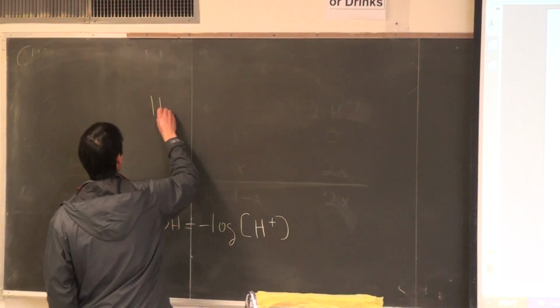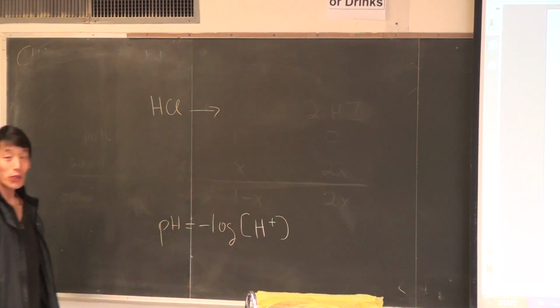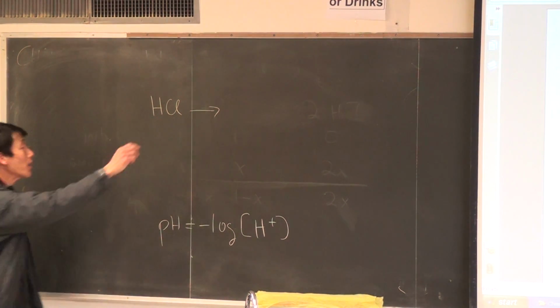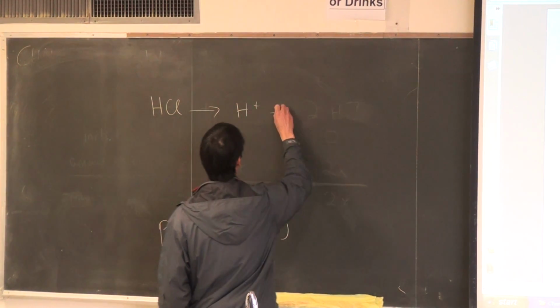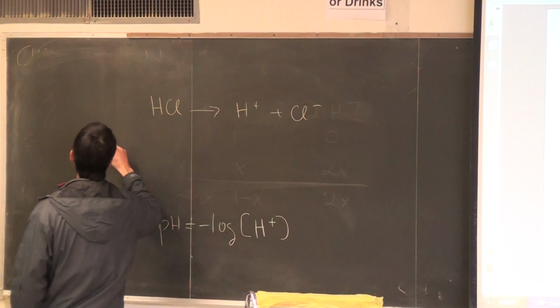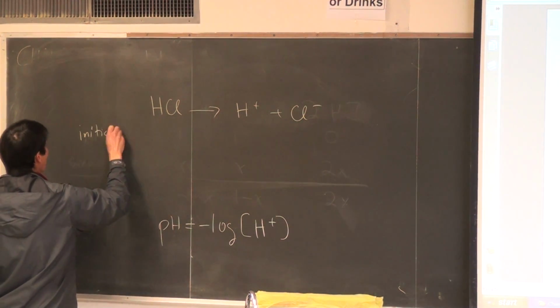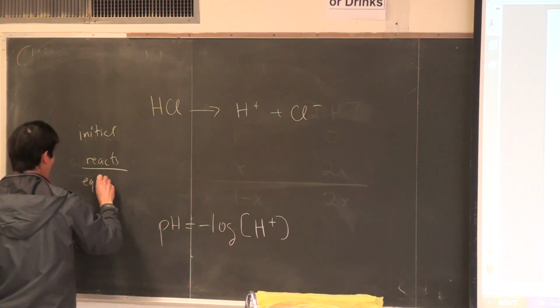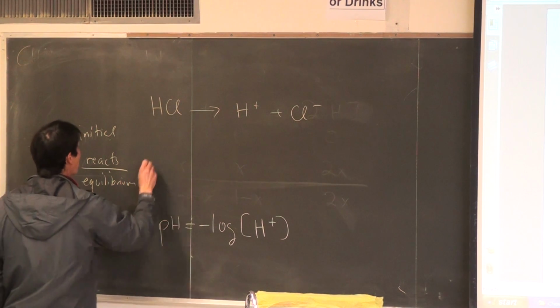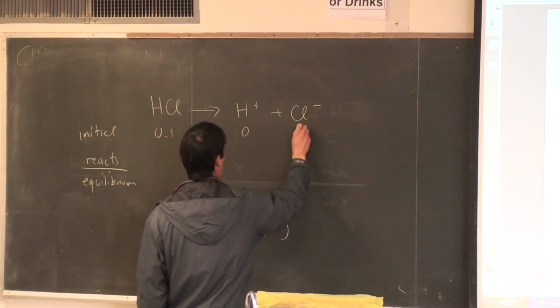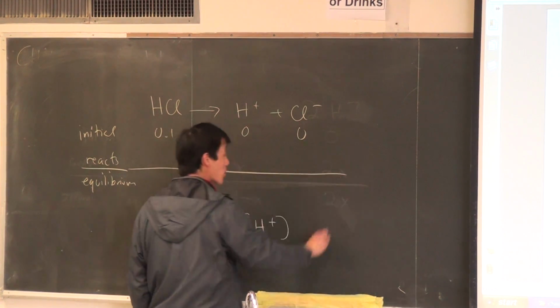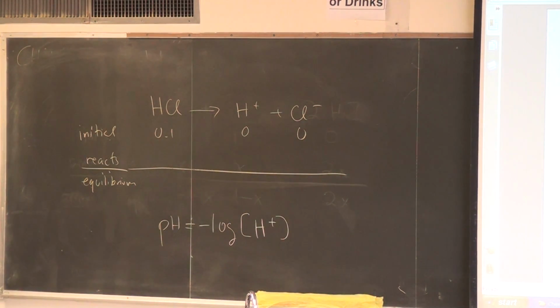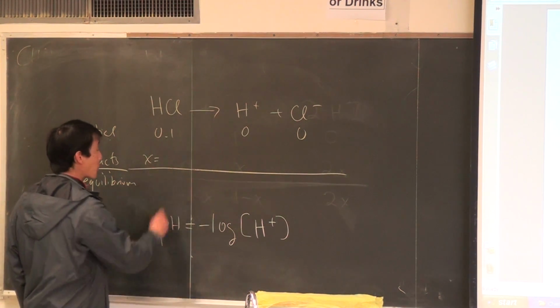Okay, so if we have HCl, this will dissociate into H plus and Cl minus. So we can do the same thing as we did before, with the initial amount, the amount that reacts, and the amount at equilibrium. Okay, so this is 0.1 molar, and this is 0 and 0. How much of the HCl reacts? Well, we can say it's x the way we said it before, but we know what x is going to be.